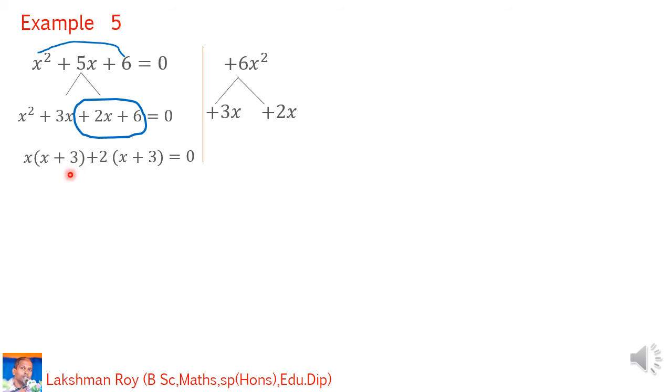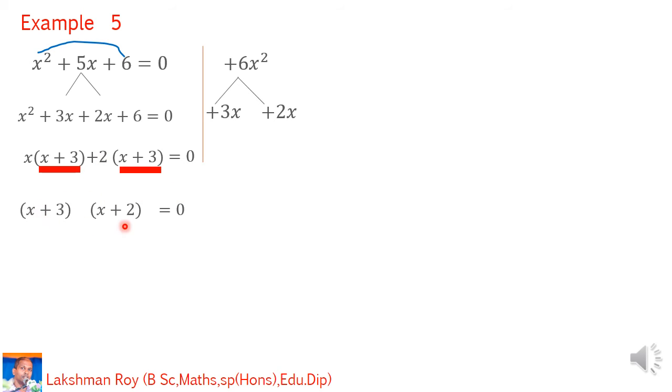Now you can see, students, in this equation, x plus 3 is a common factor. Now you can take x plus 3 as common. Then what remains here is x, and here 2 remains. So it is equal to 0 because of the equation.